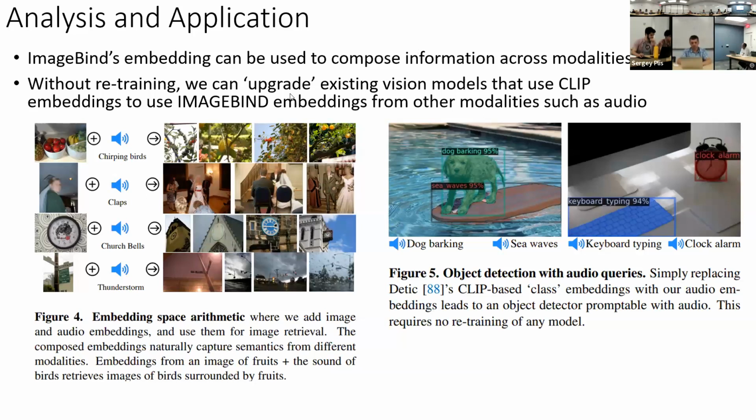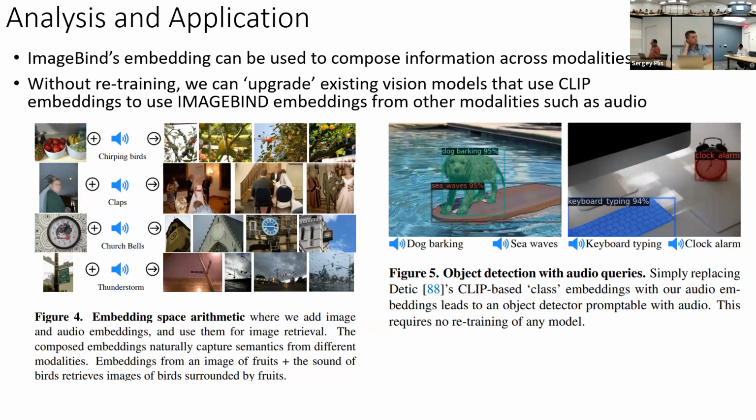Also, they experiment that embeddings can be used to compose information across modalities. Also, without retraining, they can upgrade existing vision models that use the image embedding to use embeddings from other modalities such as audio. Here in the left figure, they add image and audio embeddings and use them for image retrieval. The composed embedding naturally captures semantics from different modalities. For example, here they use an image of fruits and the sound of birds, and can retrieve images of birds surrounded by fruits.